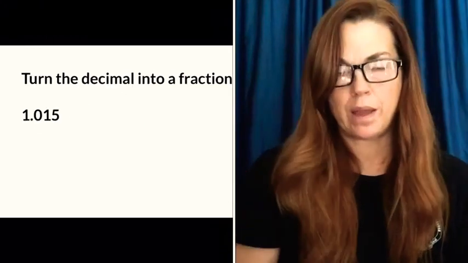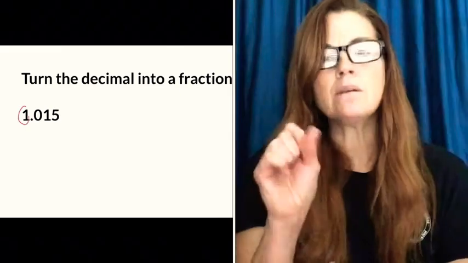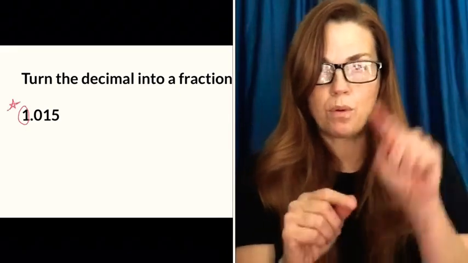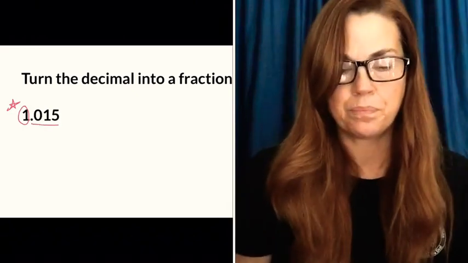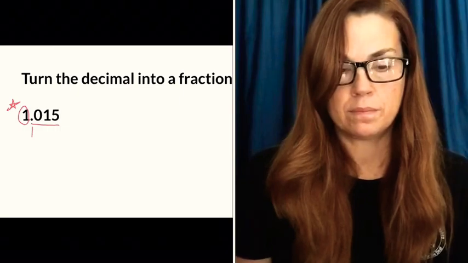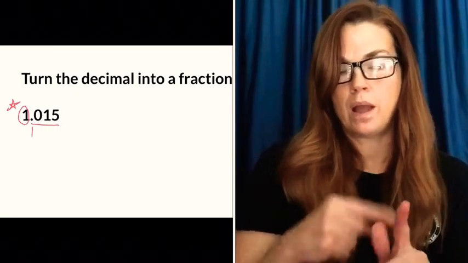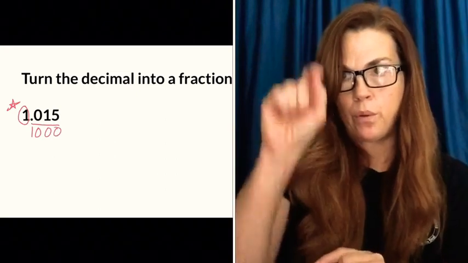Okay, let's look at the next one. This one does have a whole number, so I'm going to circle it, and then I'm going to put a star so I don't forget to come back to it. Okay, then I'm going to put a fraction bar underneath my decimal. I'm going to put a 1 under the decimal, and then a 0 under every digit after the decimal. So there are 3 digits after my decimal.